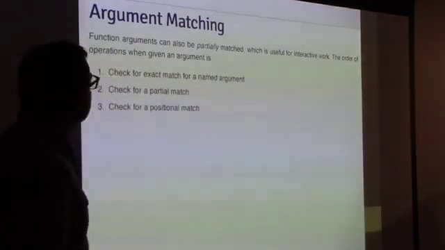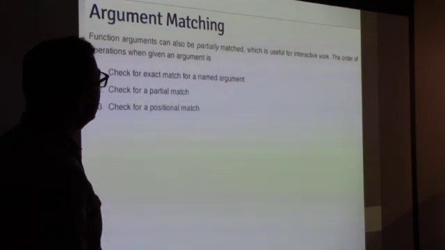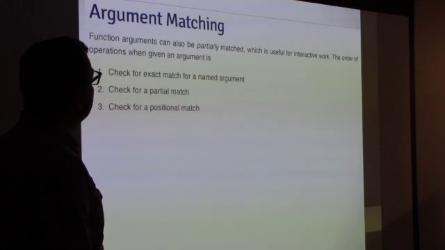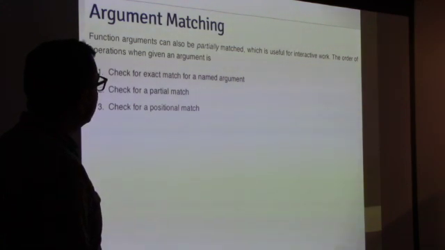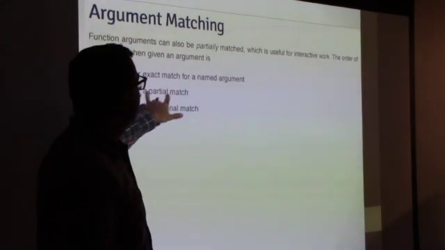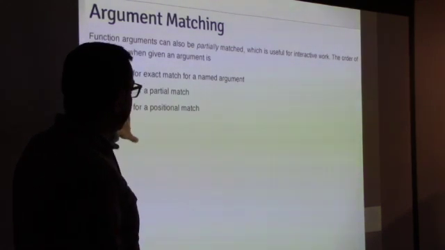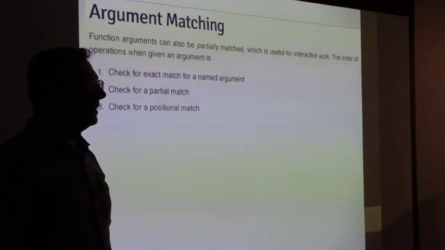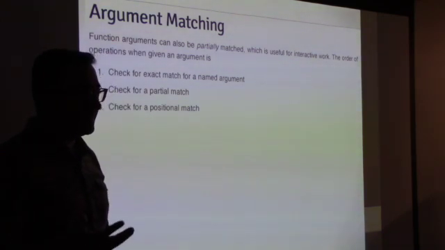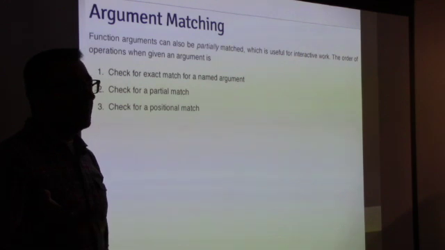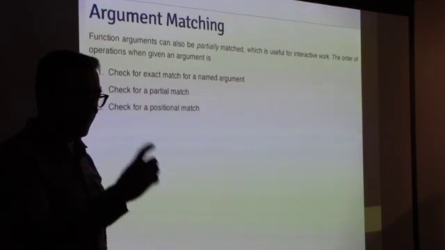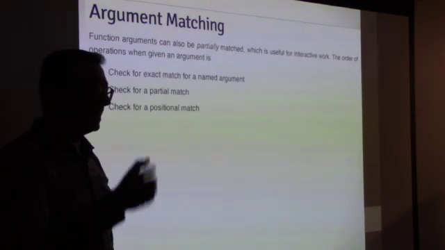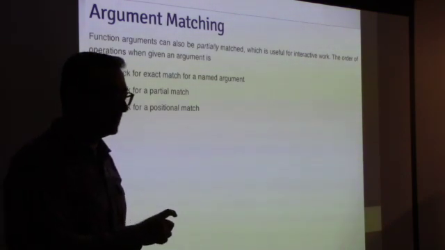That's good. All right. So function arguments can also be partially matched. This is useful for interactive work. The order of operations when given an argument is: check for the exact match, check for a partial match, and then check for a positional match. What does that mean? It means that instead of saying data, if I say dat equals something, as long as there is nothing else with the same partial match, it's going to assign the value that I'm providing to data. Does that make sense?